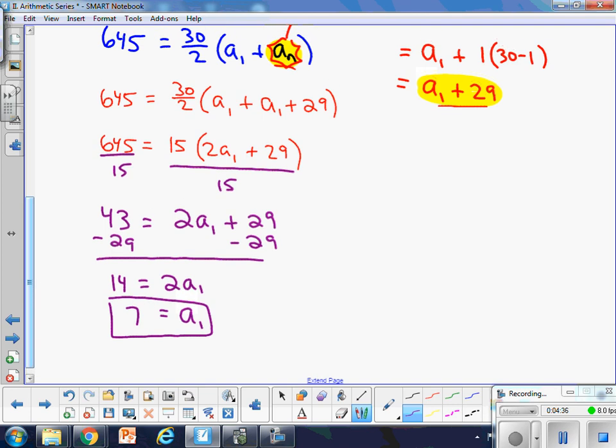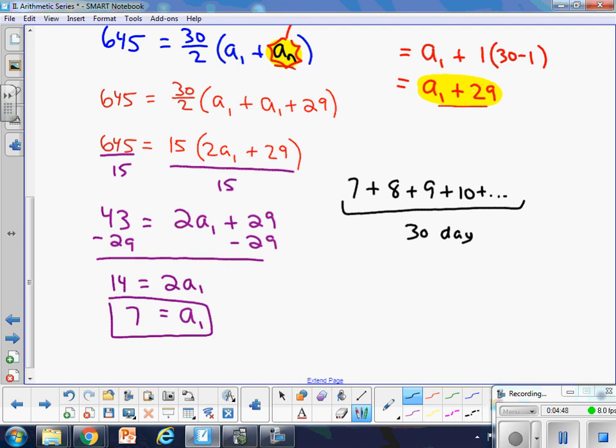Okay, and just to visualize what we're saying again, 7 plus, if you read 8 the next day, then 9 the next day, then 10, and so on. If you did that for 30 days, that's how you could get up to a sum of reading the entire book of 645 pages. Okay, so kind of interesting how that works. So that was an example using the formula in a different way.